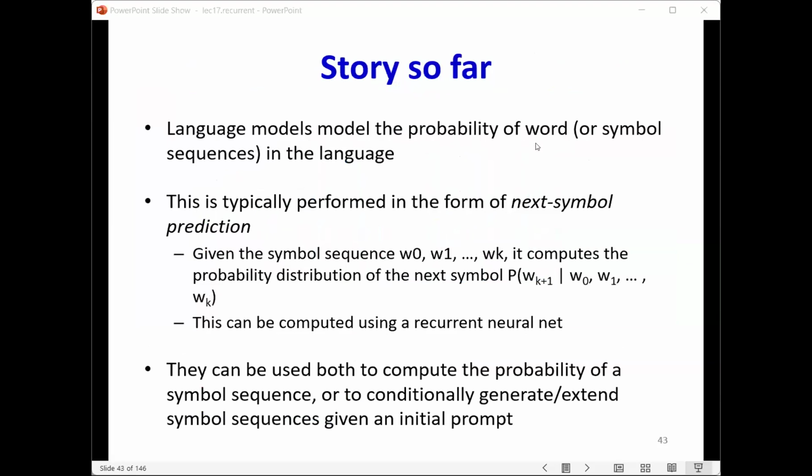And so the story so far, language models model the probability of word sequences or symbol sequences in the language. This is typically performed in the form of next symbol prediction. Given the symbol sequence W0 through WK, it computes the probability distribution of the next symbol, P of WK plus 1, given W0 through WK. And this could be computed using a recurrent neural network. That's why RNNs. And they can be used to both compute the probability of an entire symbol sequence, or to just conditionally generate or extend symbol sequences given an initial prompt. Both of these can be done.